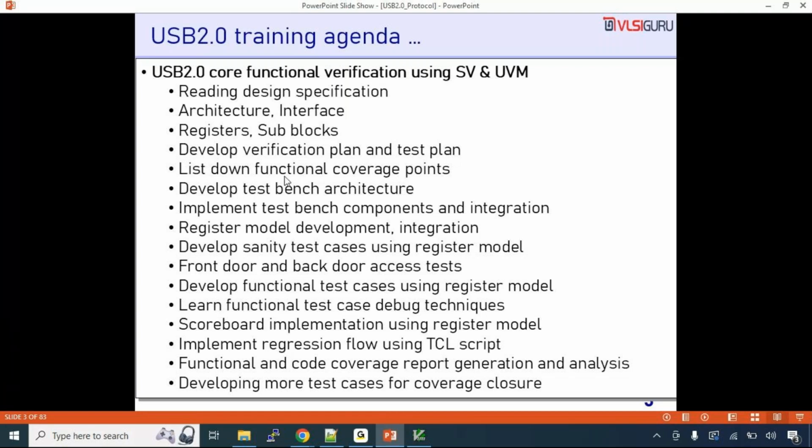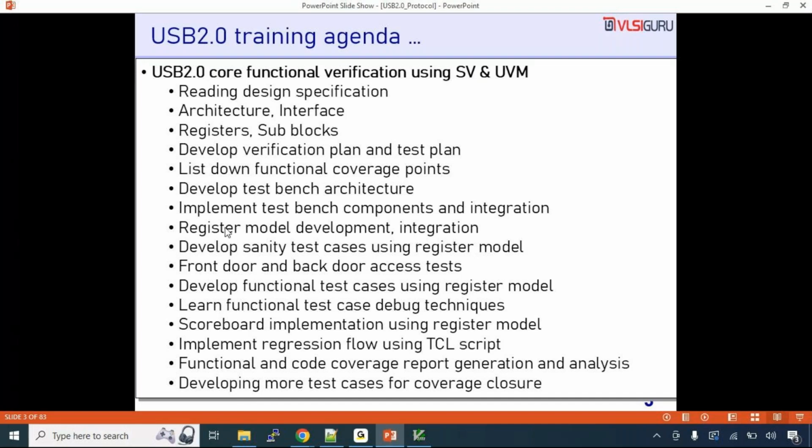Then we'll be working on how to list down the functional coverage points. Then we'll also work on developing the test bench architecture. USB 2.0 is a little complex design with two master interfaces, so the test bench architecture will be a little complex. Once the architecture is developed, we will learn how to develop the test bench components and how to integrate them. Then we'll work on register model development and integration. How do we develop the register models and how do we integrate them?